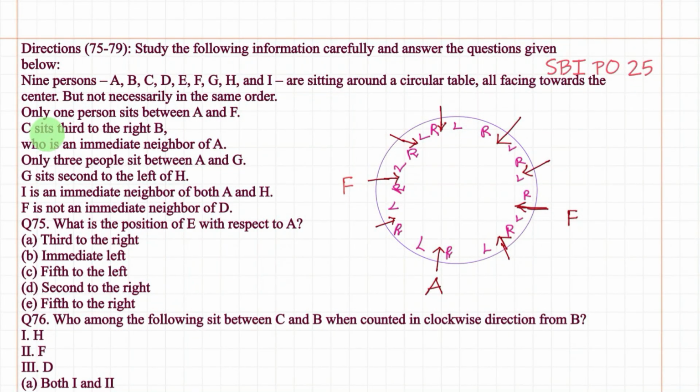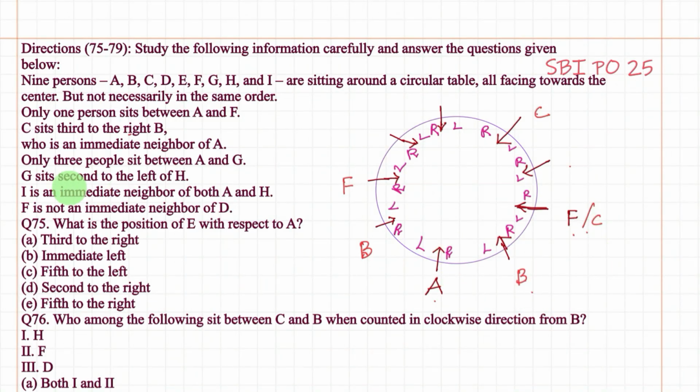And then C sits third to the right of B, who is an immediate neighbor of A, which means B is the immediate neighbor of A. So B is going to be either this side or this side, and C sits third to the right of B. So if this is B, first, second, third, C sits here.